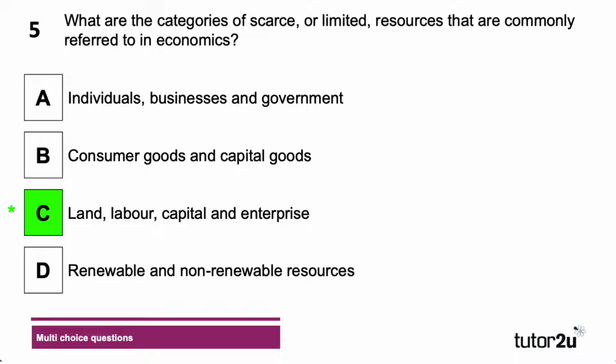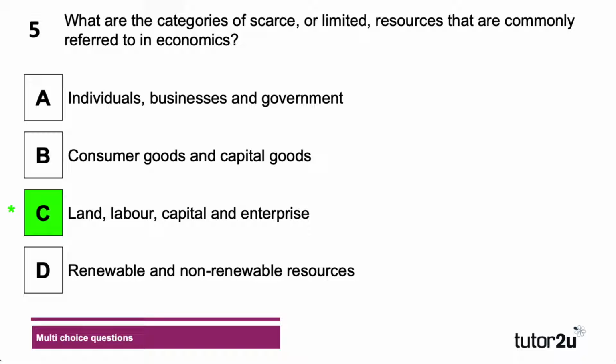And it is C. Land, labour, capital and enterprise, the 4 factors of production, is what we normally mean when we're talking about scarce or limited resources. You can also, though, get a description of renewable or non-renewable resources. And of course, it's inevitable a non-renewable resource must be scarce or limited. So we can definitely see an argument for this.